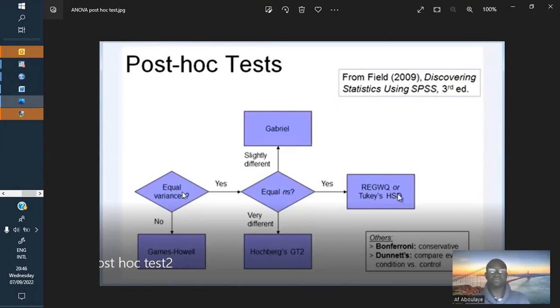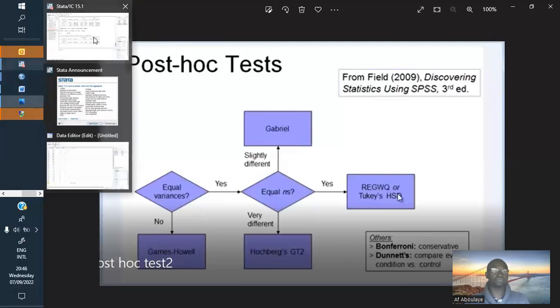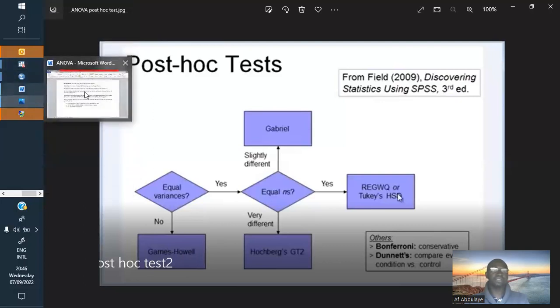But if for the first question, equal variance, we realize in the end that there are no equal variances, then at that moment the post test which is advised is the Games-Howell post test. That is what I wanted to show you. Then let's go back there.